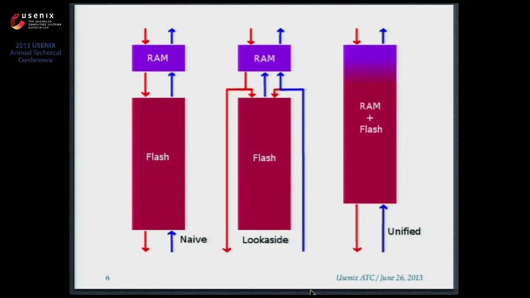Then we have the unified model where we have one cache. The difference here is that in the others, we make no attempt to avoid duplicating blocks in RAM and flash. The unified cache is a single cache where every block appears only once. The upside of this is that it uses your space more efficiently. The downside is that this is where you have to go and do a kernel hacking project.